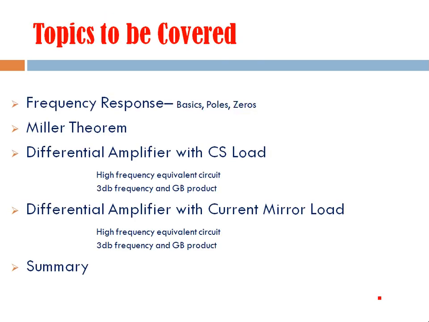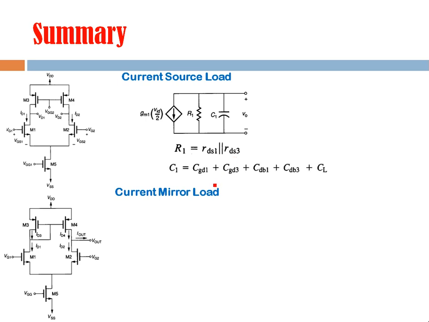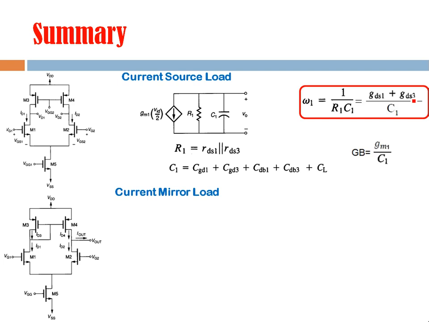Now we have to summarize our discussion. We have covered two kinds of differential amplifier. One was with current source load, and the second one was with current mirror as load. In case of current source load, we have seen that the high frequency equivalent circuit is given by this diagram, and here this R1 is given by the parallel combination of these two resistances, and C1 is given by this expression. We have seen that its cutoff frequency is given by this formula, and in terms of conductances it can be expressed something like this. Now the gain bandwidth product is given by this parameter.